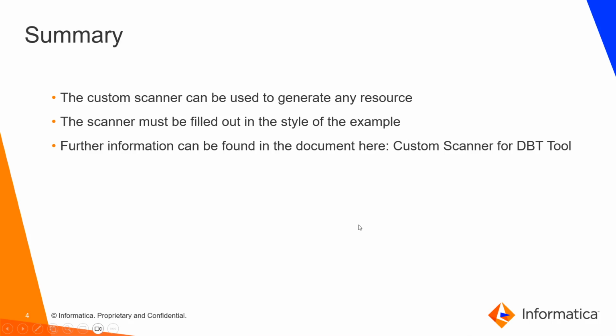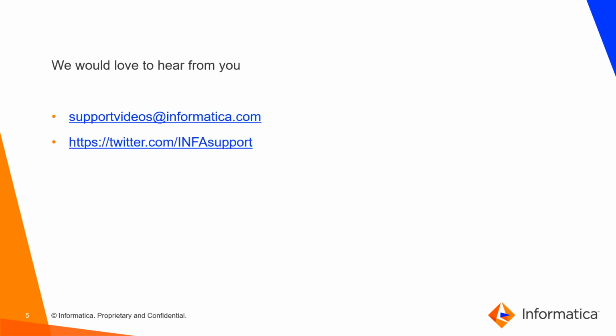In summary, the custom scanner can be used to generate any resource that you already have the metadata for. The scanner must be filled out in the style of the example given, where we have our external ID and name filled out, and most importantly, that our links.csv file is filled out with every association made. And further information can be found in the same document as before.